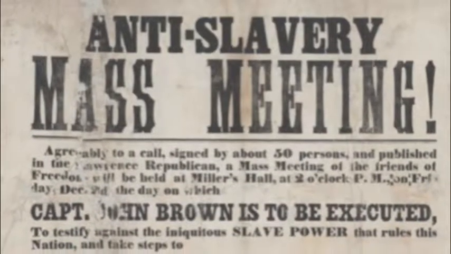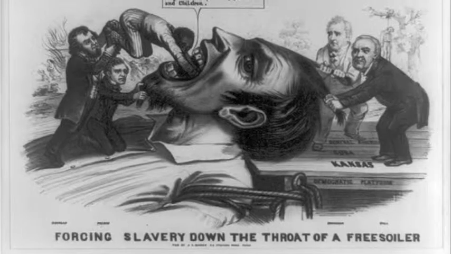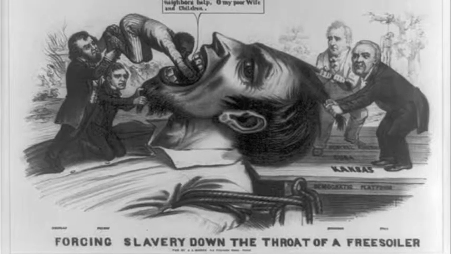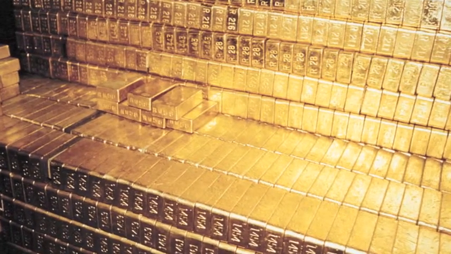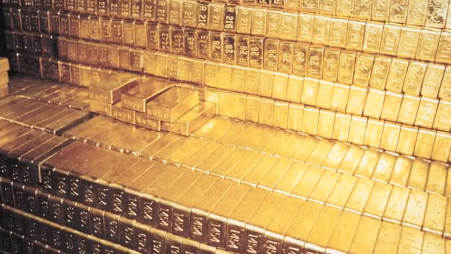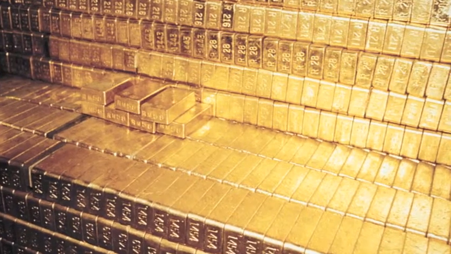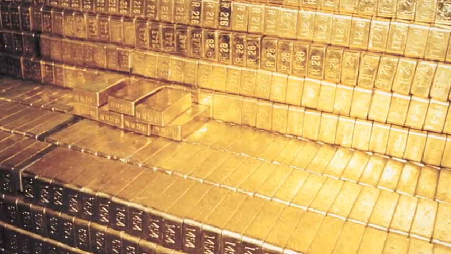Anti-slavery Northerners came together and organized the Free Soil Party, nominating Martin Van Buren in the election of 1848. In that same year, gold was discovered in the state of California, leading to the California Gold Rush of 1849 and the eventual admission of the Free State to the United States.